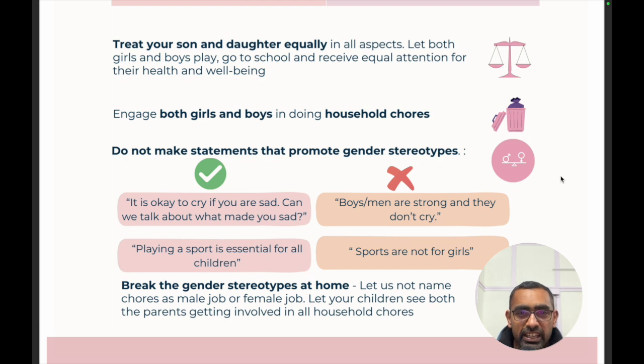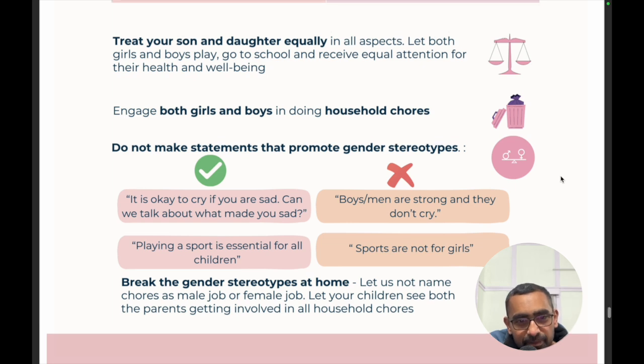And do not say the wrong things. Don't stereotype. Sports are not for girls. This is so wrong. Boys, men are strong. This is so wrong. This should not be said to a child. Say gender neutral things. Right from the beginning, let them grow in an environment of gender equality.